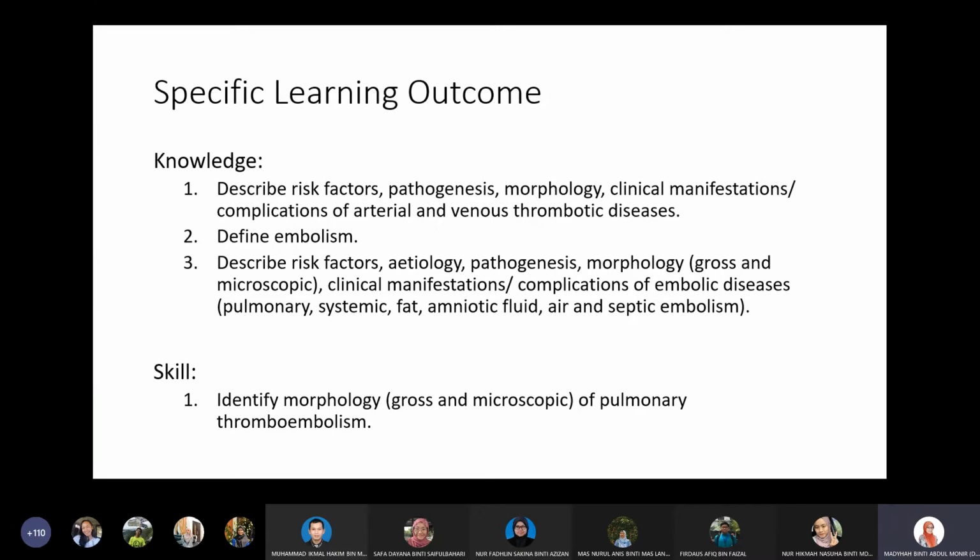You should be able to define embolism and describe the risk factors, etiology, pathogenesis, the morphology, which includes the gross and microscopic, clinical manifestation, and complications of embolic diseases, which include pulmonary embolism, systemic, fat, amniotic fluid, air, and also septic embolism. And the skill that you will acquire is to be able to identify the morphology, which includes the gross and microscopic of pulmonary thromboembolism. Right?